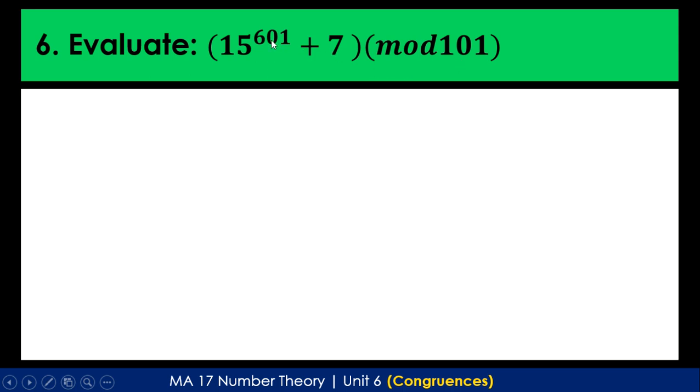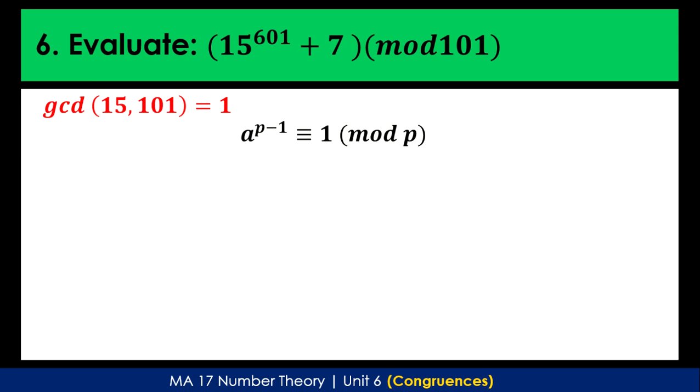As you can see here, we have 15 as our a and our p here is 101, which is a prime number. Given that, the GCD of 15 and 101 is 1, so we can apply Fermat's little theorem. We have 15 raised to 101 minus 1, so that's 15 raised to 100, congruent to 1 modulo 101.